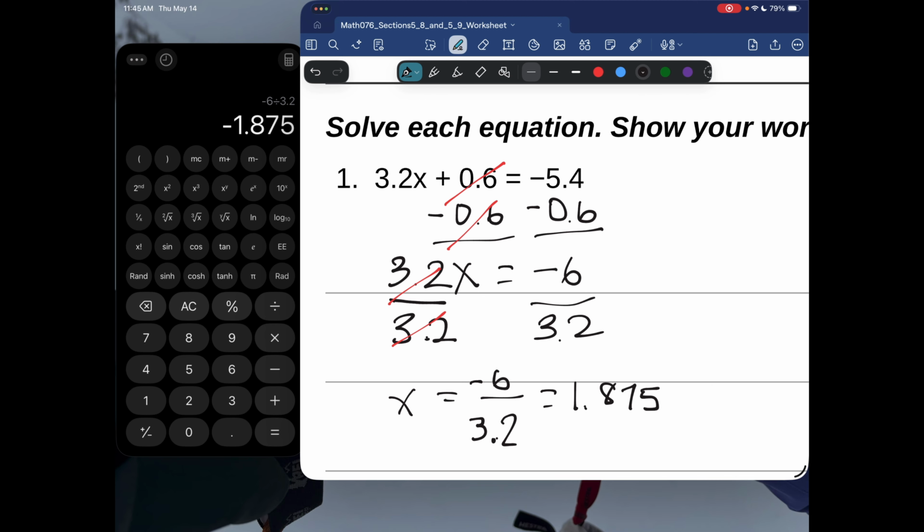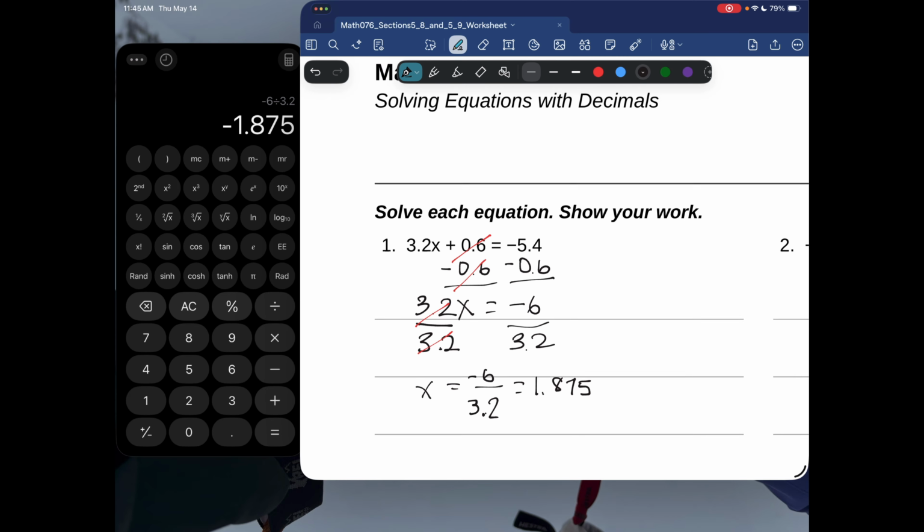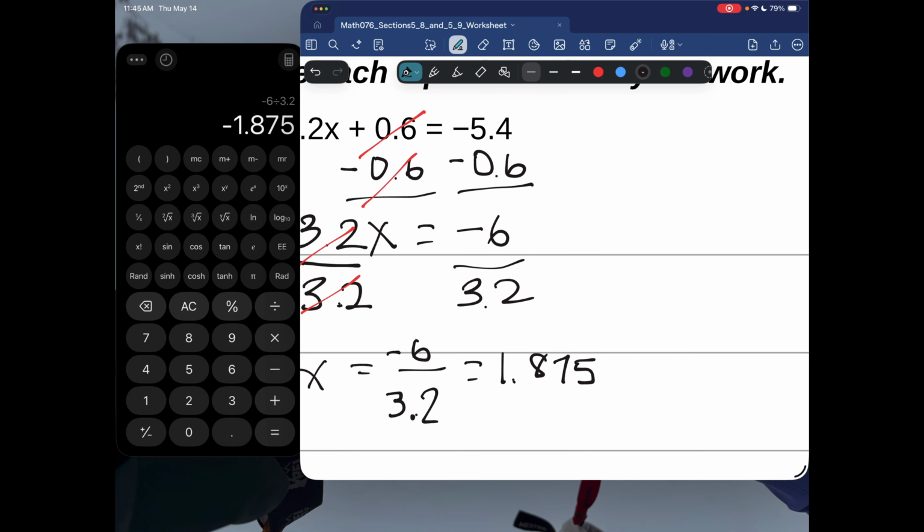1.875. Let's check the direction, see if it told me to round. It did not, so we're just going to leave it right there. Oh, and I'm going to make sure I have my negative sign with it too. Didn't write that in there. Negative 1.875. Awesome.